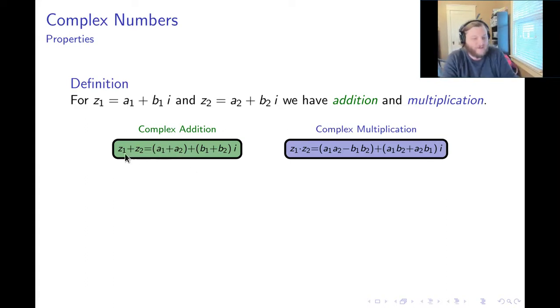To add z1 and z2, we simply add their real parts together, and that's the real part of the sum of the two numbers. Then we add the imaginary parts together, and that's the imaginary part of the sum of these two numbers.